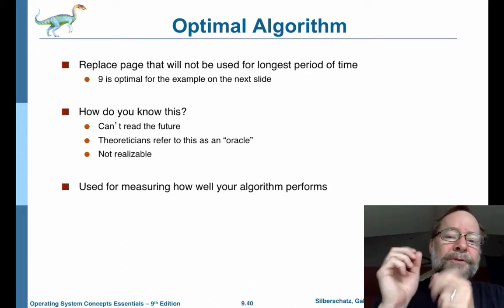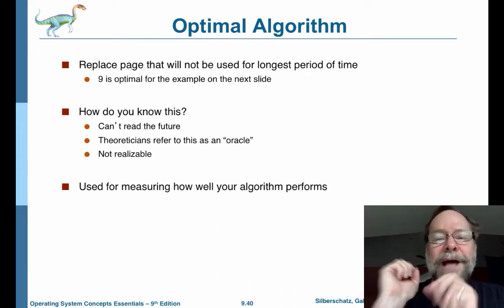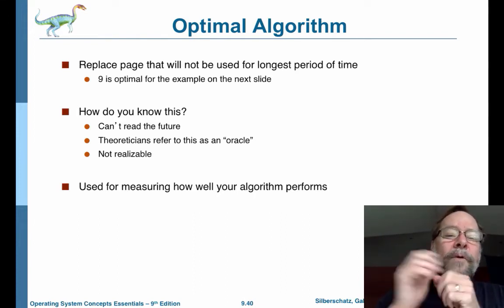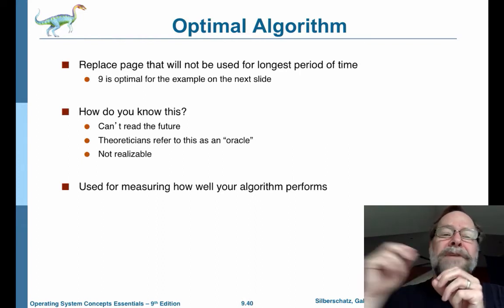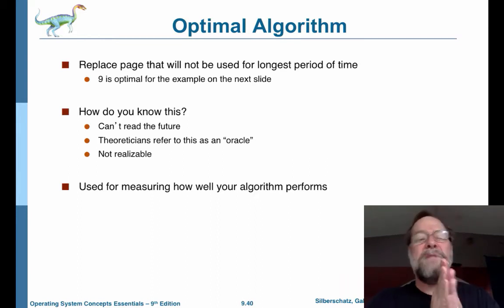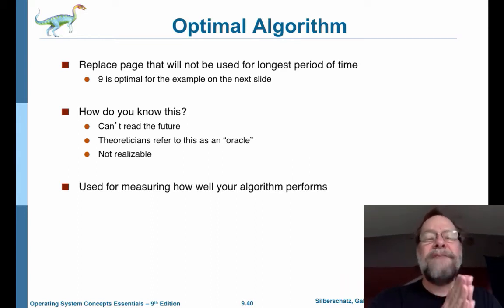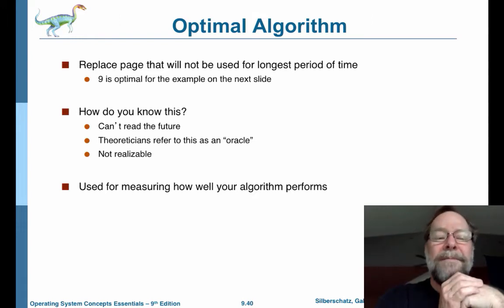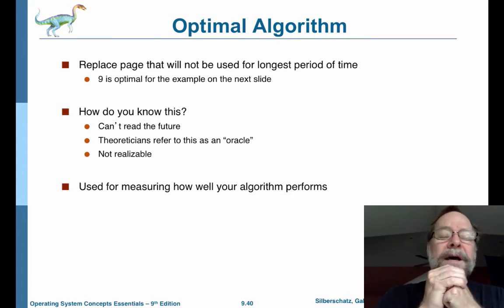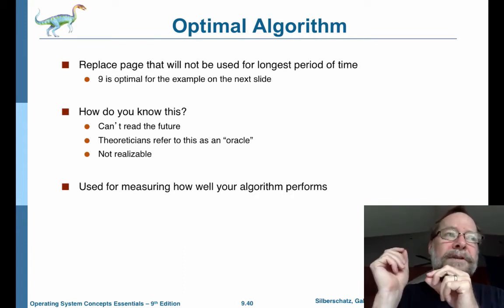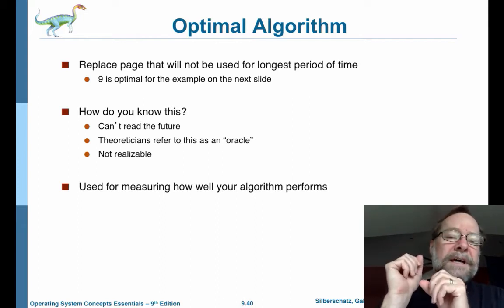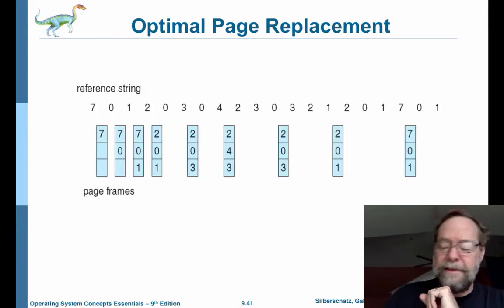And the trick here is that this is not actually a realizable algorithm, because we don't actually know in reality when the page will next be referenced. We have no idea about that. All we know is what's happened in the past. There's no guarantee. We have no crystal ball to look in the future. So theoreticians refer to this as being an oracle algorithm. It's not realizable, but it's very useful as a benchmark in measuring the performance of other actual realizable algorithms.